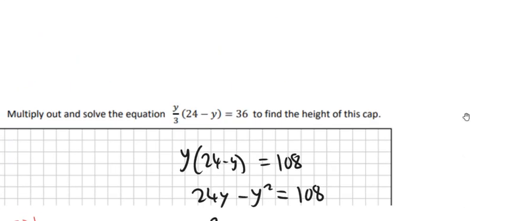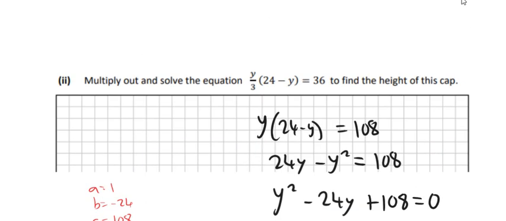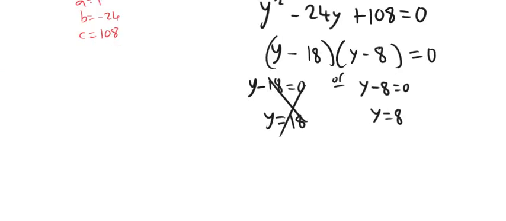So yeah, it says back up here though in the first part that y has to be between 0 and 8, so 18 does seem too big for it there as well, so we can get rid of that one, so y is equal to 8.